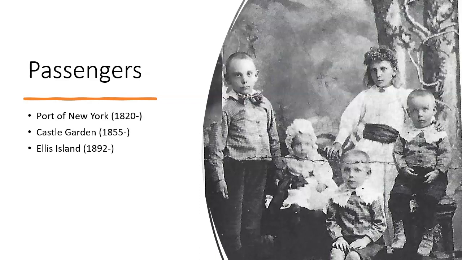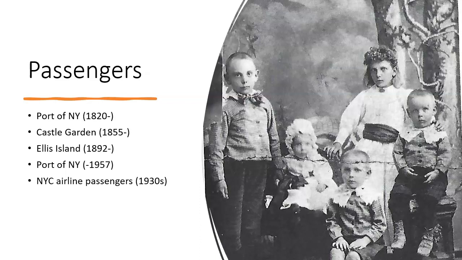passengers, as well as the first and second class passengers who got to bypass Ellis Island and disembark at the piers. And after Ellis Island closed in 1924, there are still Port of New York arrivals through 1957, and we add New York City airline arrivals beginning in the 1930s.